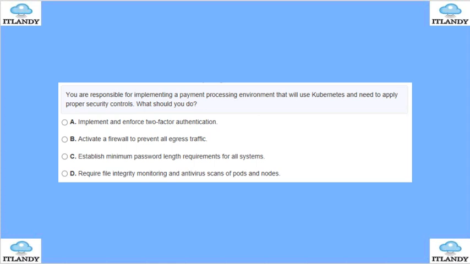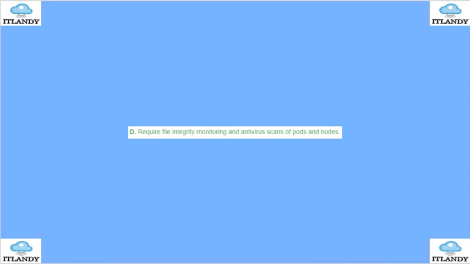Next, you are responsible for implementing a payment processing environment that will use Kubernetes and need to apply proper security controls. What should you do? Implement enforced two-factor authentication, activate firewall, establish minimum password, require file integrity monitoring, and antivirus scanning for pod and node. The answer is D, because we're talking about Kubernetes, pod and node, plus scanning to make sure of the integrity from source to target.